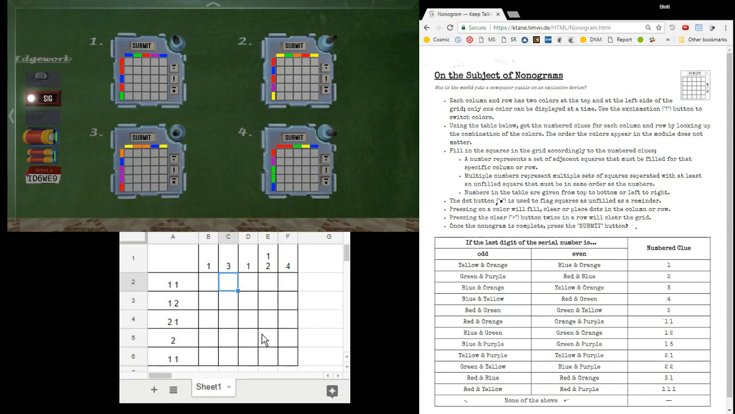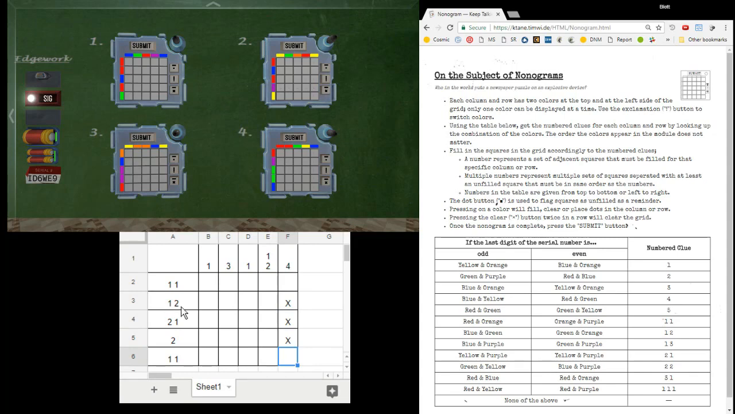To solve this one, over here in the far right column, you need 4 consecutive squares marked. Well, there's 2 options for that. It's either the top 4 or the bottom 4. Either way, these 3 in the middle are getting marked. So let's mark them.